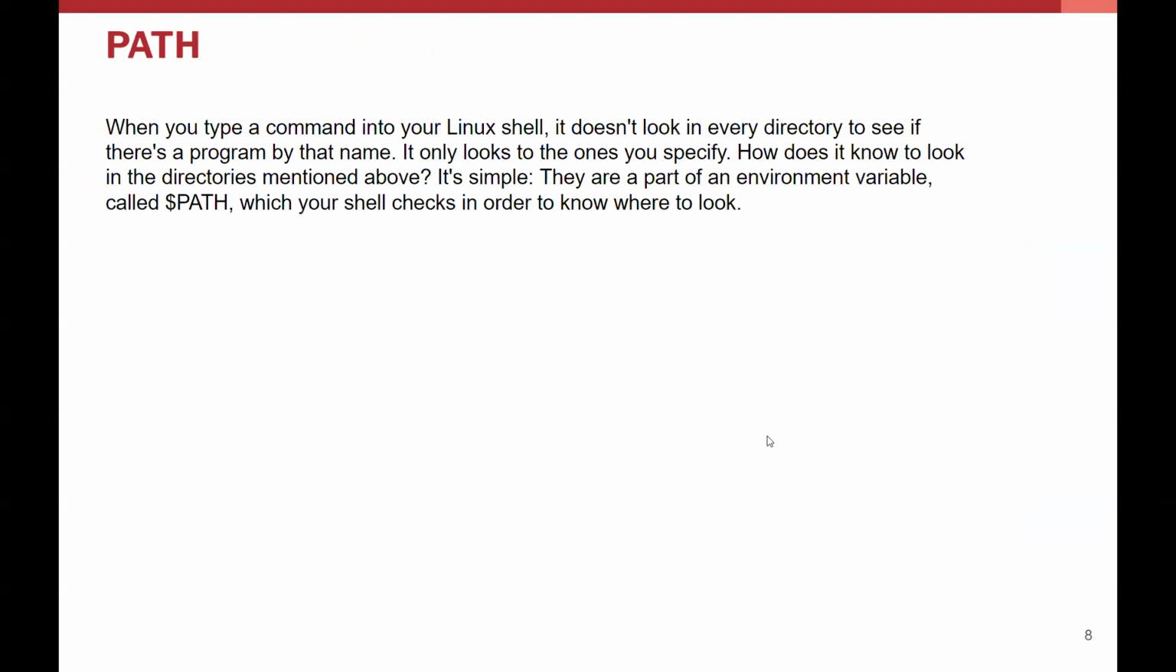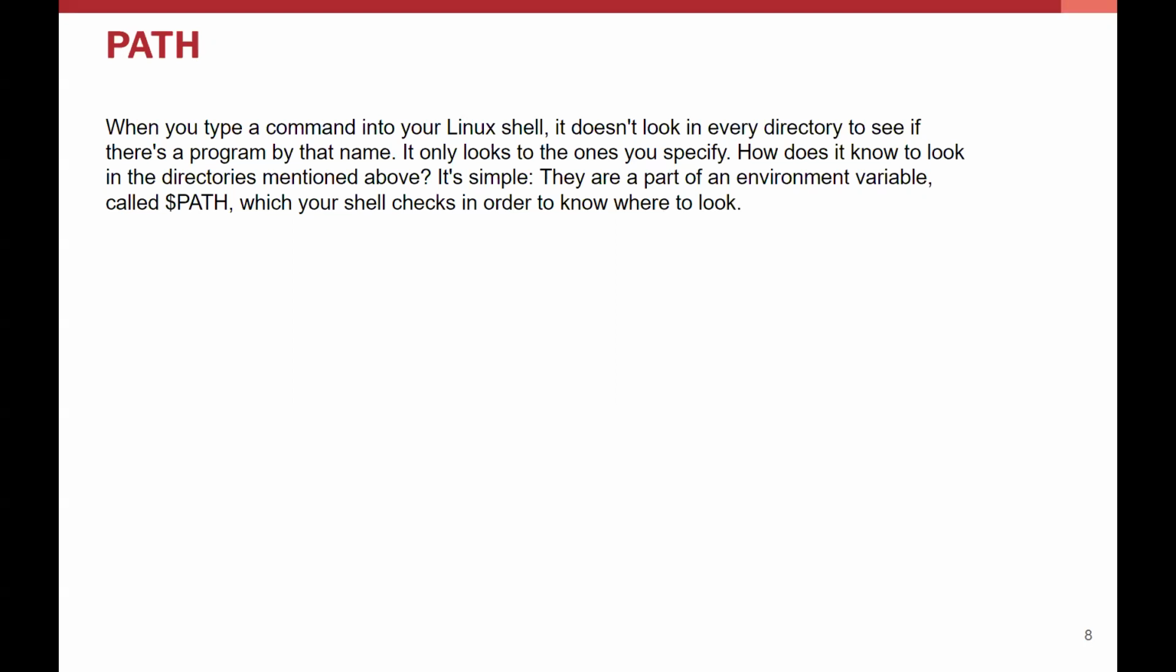So the next important concept we're gonna cover is PATH. So what is a PATH? Whenever you run a command or any program, the computer has to know where to look for it, right? In order to find the program, because it won't just look in every directory. That's gonna take too long. It's only gonna look at the ones you specify. So how does it know to look in the directories mentioned above? For example, if you type python, it automatically runs Python instead of you specifying the place you installed Python. So how does it manage to do that?